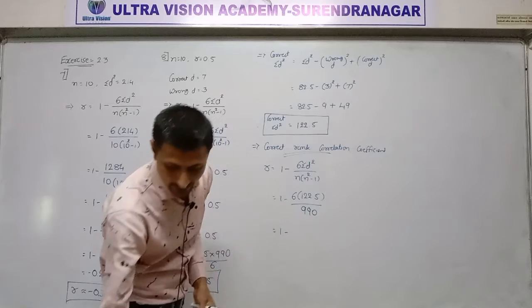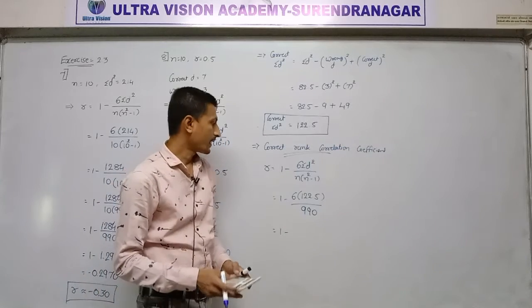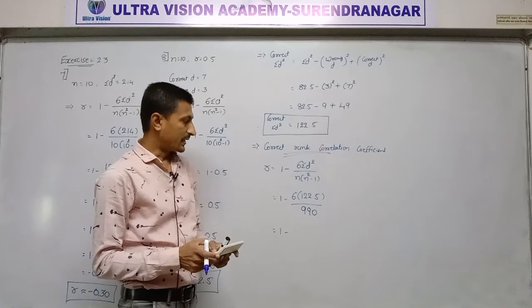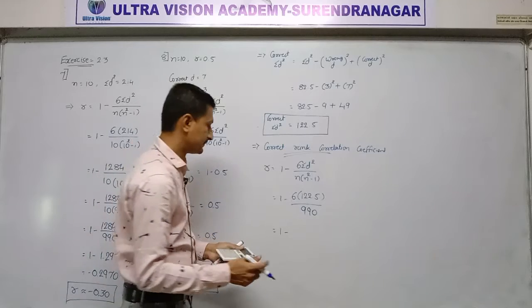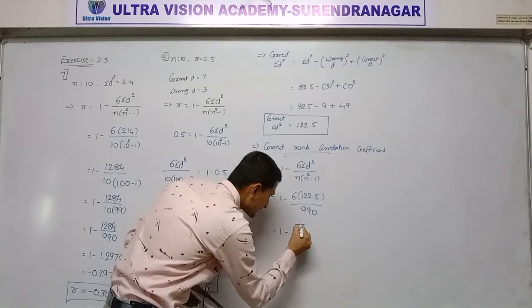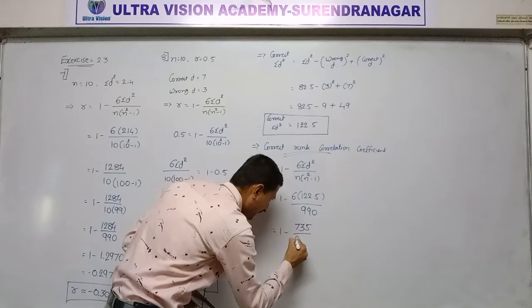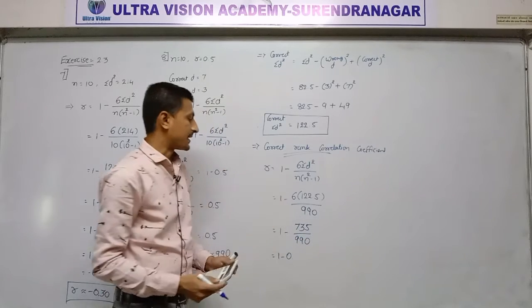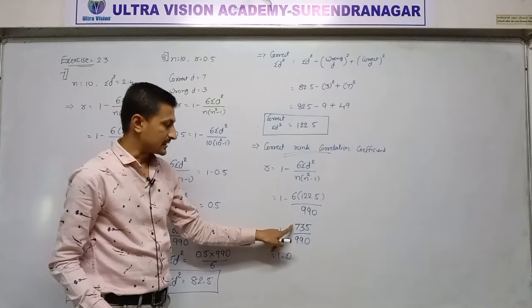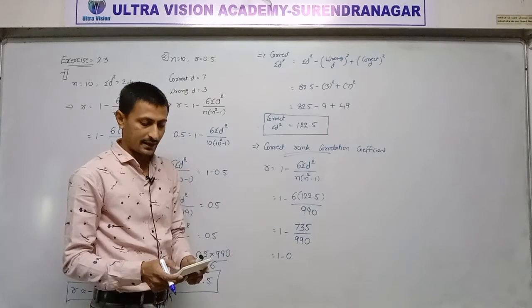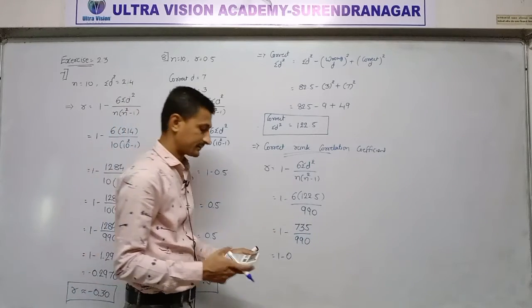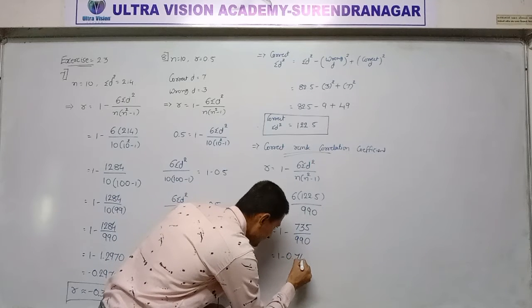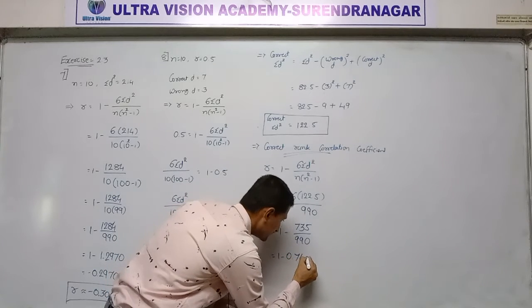1 minus, using the calculator, 6 into 122.5 is 735, divided by 990. Next step, 1 minus, using the calculator, 735 divided by 990 is 0.7424.